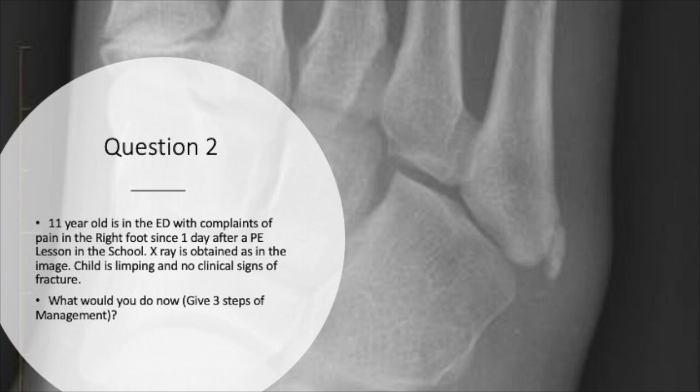Here you see a 11-year-old girl is in the emergency department, complaining of the pain in the right foot since one day after a PE lesson in the school. X-rays obtained as given in the image. Child is limping and no clinical signs of fractures are present. What would you do now? You need to enlist 3 steps of management. This scenario highlights few things. The management steps you would take in the emergency department while managing a limping child.